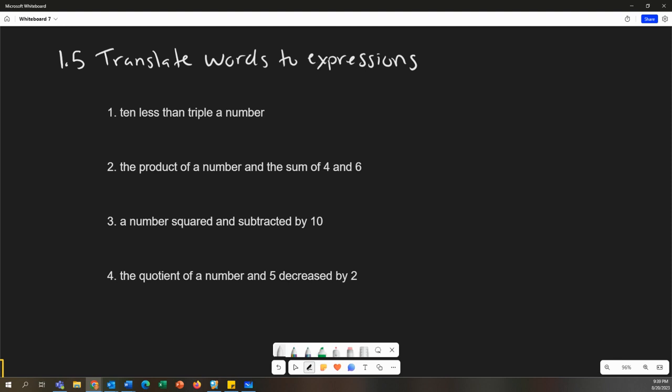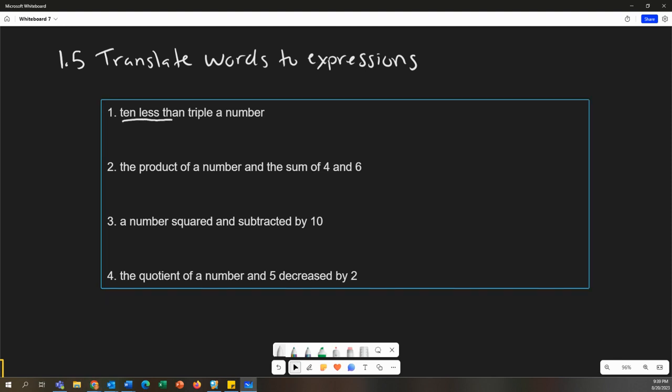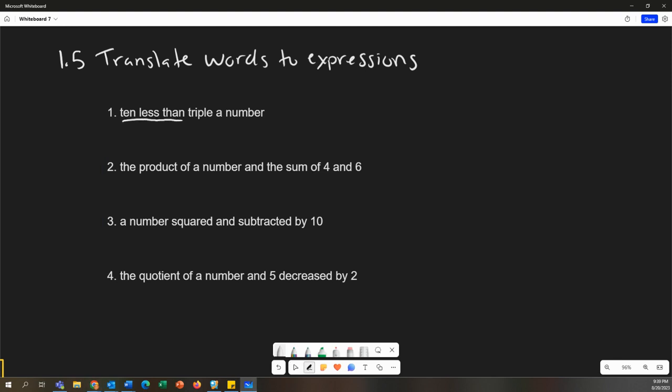So when you see some of these words, 10 less than, that's actually telling me to flip-flop how I write this. Because let's talk about the difference here. If I write it in order, I have 10 minus triple a number, which would be 3x. Well, 10 less than triple a number: if I have 5 apples and I triple it to 15, I have 10 less than that, so I have 5. But if I plug that in now, I have 10 minus 15, which is negative 5. See the big difference there? You actually get the wrong answer.